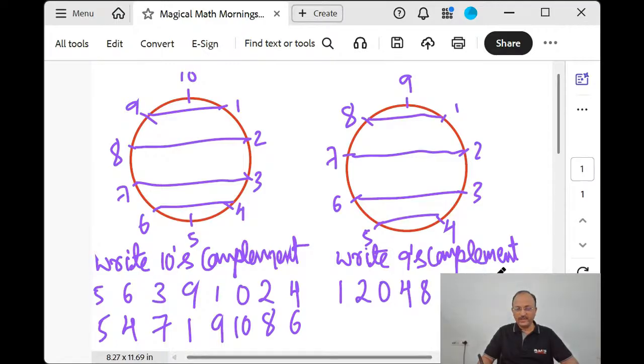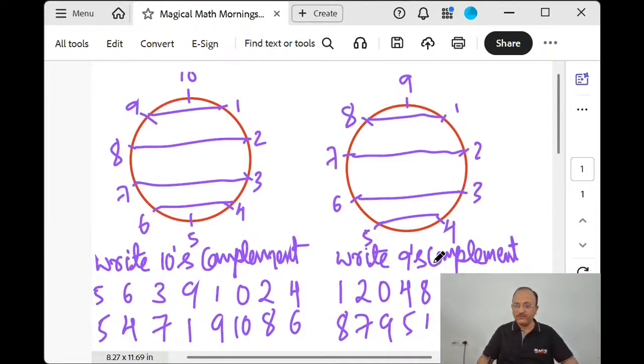Same way we can do it for the 9's complement. That means what you get by subtracting these numbers from 9, or what we have to add to this number to get 9. Both are the same. 9's complement of 1 is 8, 2 is 7, 0 is 9, 4 is 5, 8 is 1, 7 is 2, 5 is 4, 3 is 6. These are the 9's complements.